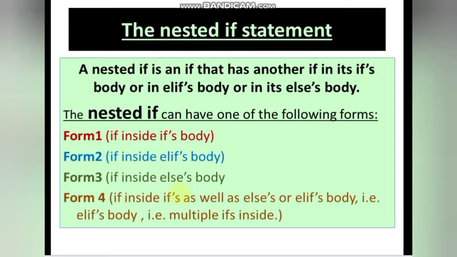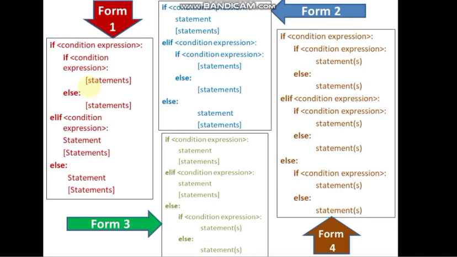Like this, there is nested if also, that is, if inside if's body and then if inside elif's body. So what is nested if? A nested if is an if that has another if in its if's body or in elif's body or maybe in its else's body. So you may give if else inside if, you may give if else statement inside elif, or you may give if else inside else's body, or you may give if else inside any of these.